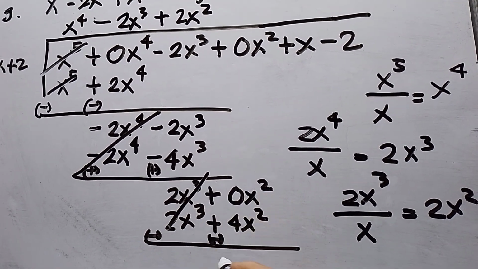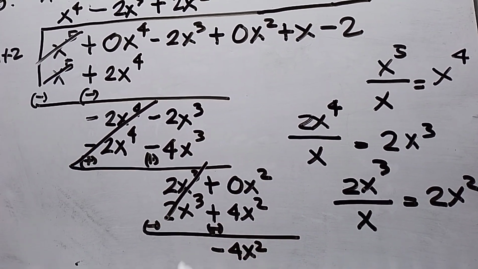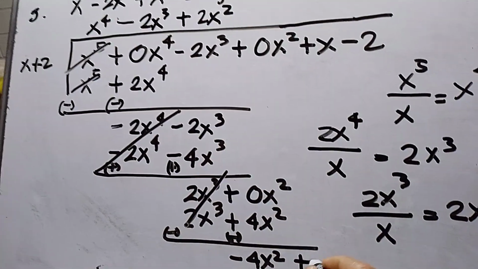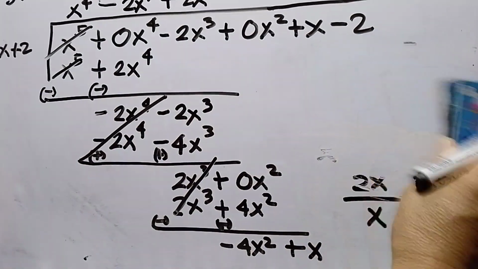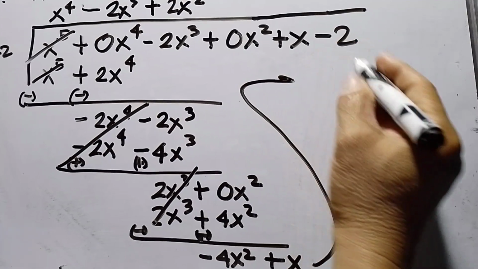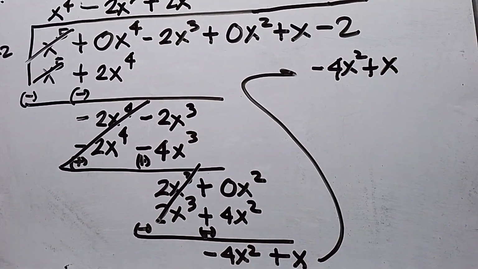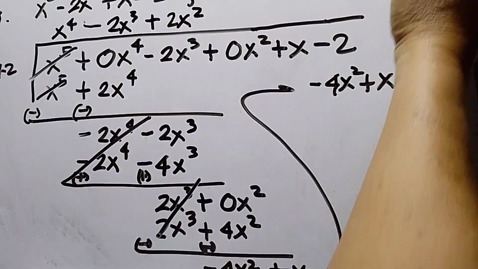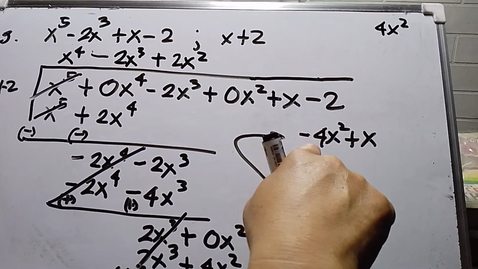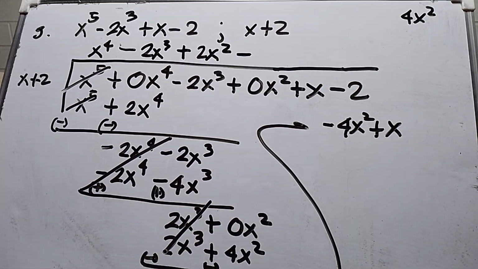Since this is 0, I need to bring down this one, 4x squared. And since my divisor is a binomial, I need to bring down also this one, x. I will write it here because I don't have space anymore. So this will be minus 4x squared plus x. By the way, the new dividend is negative and its first term is negative, so this will also be negative, or minus.